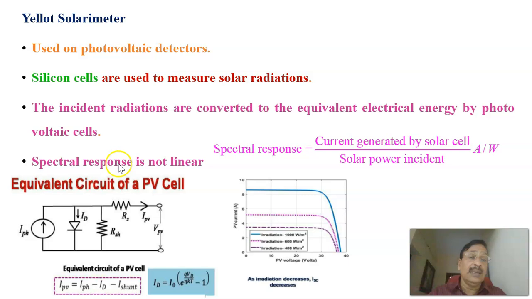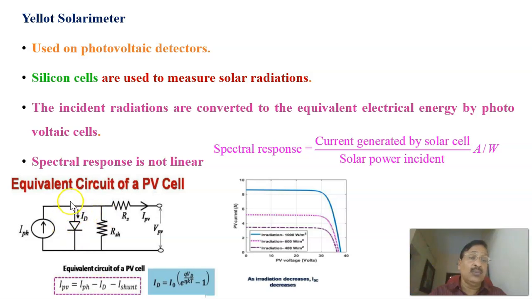One problem, as I can say, is that it is not linear. That's called the spectral response. Spectral response means the current generated by the solar cell divided by the solar power incident. That is not linear. In the sense, as solar power increases, the current is not increasing linearly. So that relation is not linear. That's called the spectral response is not linear in this case.